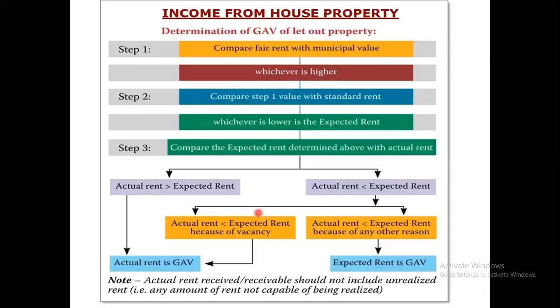Now, the income from house property initially involves the determination of gross annual value of a let out property. Now let's look into step by step in order to determine the gross annual value. Step 1 involves the comparison of a fair rental value with the municipal rental value. Now let's first understand what is a fair rental value.